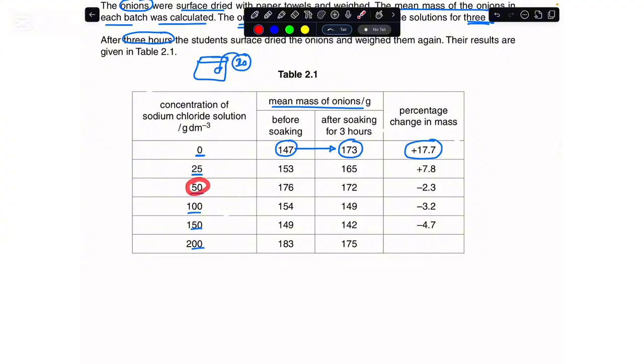But if we look at 50, 100, 150, you see that the values given in terms of percentage change in mass are negative. The final mass of the onion bulbs after soaking is less than the initial mass. So this indicates that at these concentrations of sodium chloride, the onion bulbs have lost water. That is why we see a decrease in their percentage change in mass.